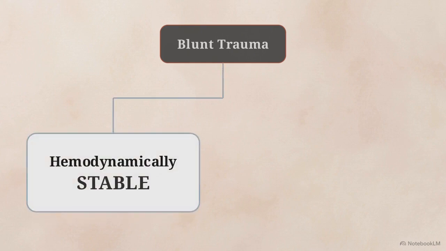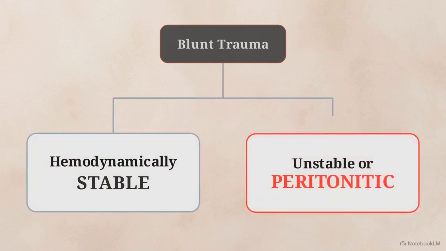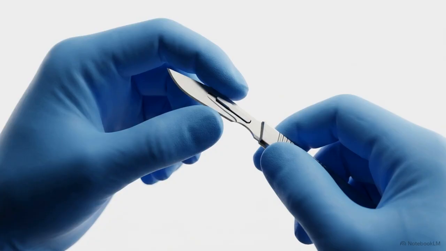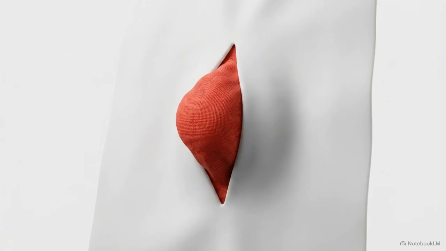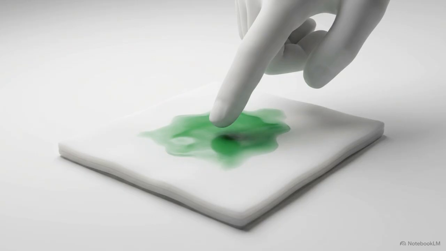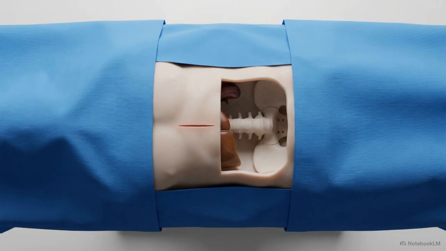But regardless of the exact organ injured, the entire algorithm hinges on two bedside questions. Is the patient hemodynamically stable, and is there evidence of peritonitis? Positive answers to those questions dictate immediate action. Hemodynamic instability with suspected bleeding, generalized peritonitis, omental evisceration, or bile-stained wounds strictly mandate an immediate midline laparotomy.